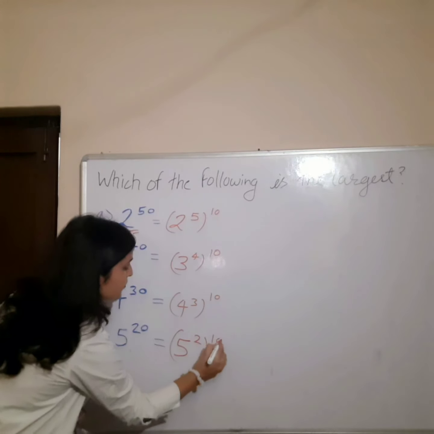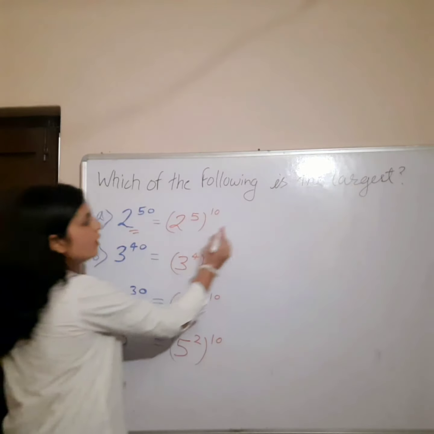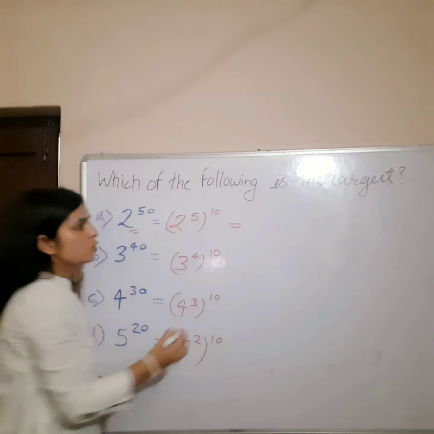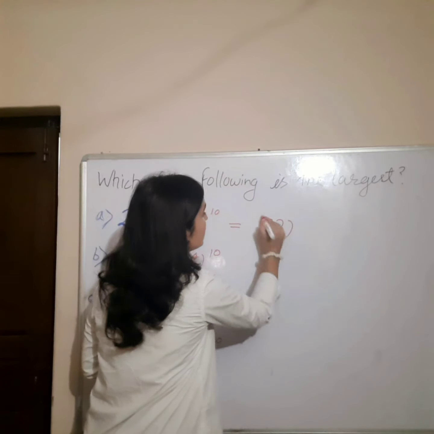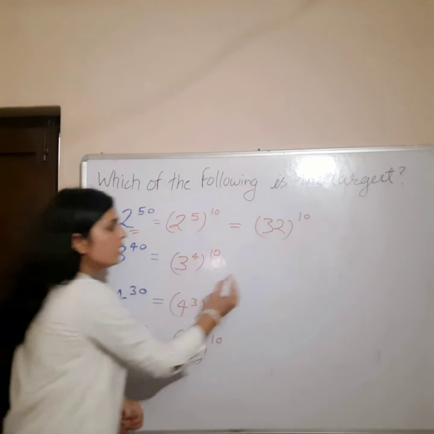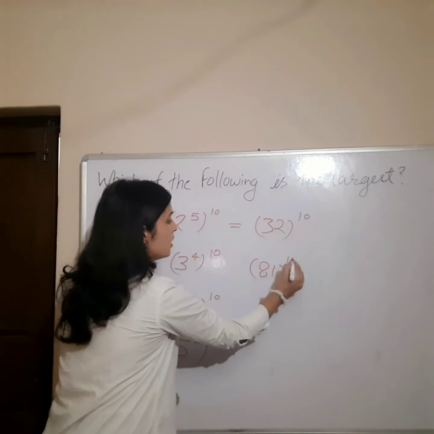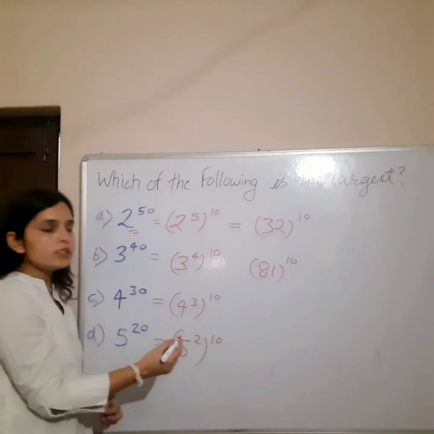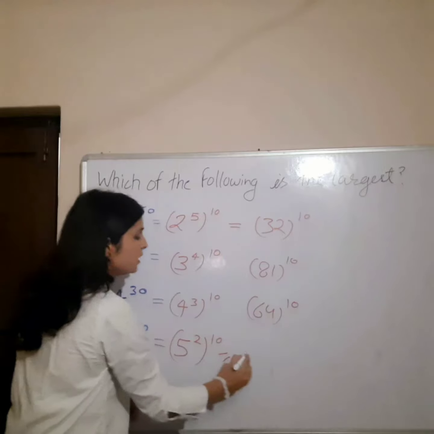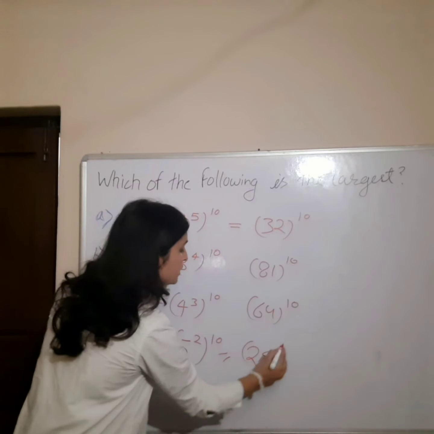the power 10. Now when we solve 2 raised to the power 5 is 32. So that is 32 raised to the power 10. Second question 3 to the power 4 which is 81. Third 4 to the power 3 that is 64. And the last one is 25 raised to the power 10.